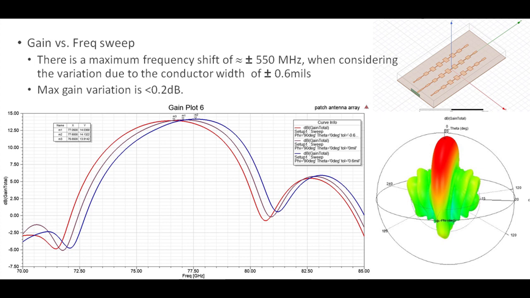Now in this case the gain variation was less than 0.2 dB, which really isn't that significant. However, with certain designs, if you repeat the same type of testing or evaluation, you will find the gain can actually be affected a good amount. So it really strongly depends on the design of the antenna itself.